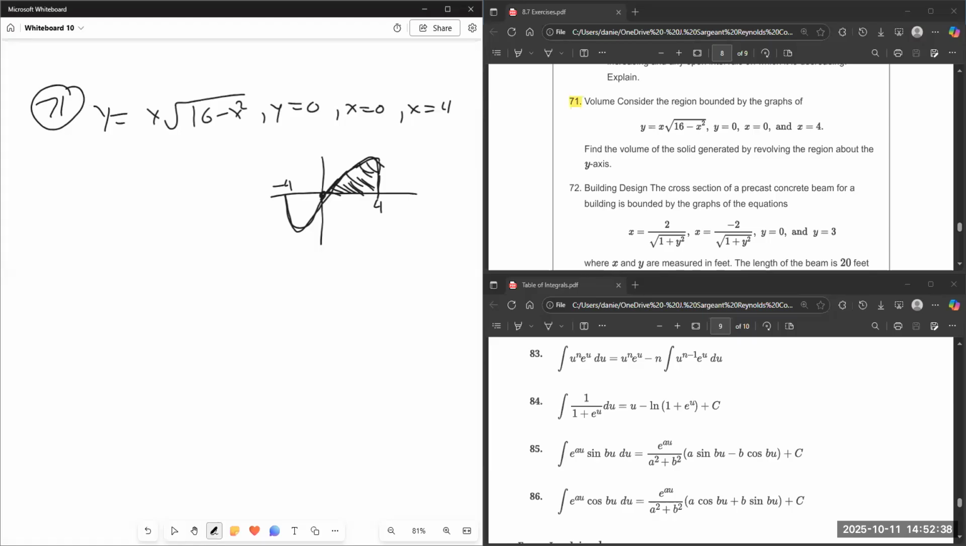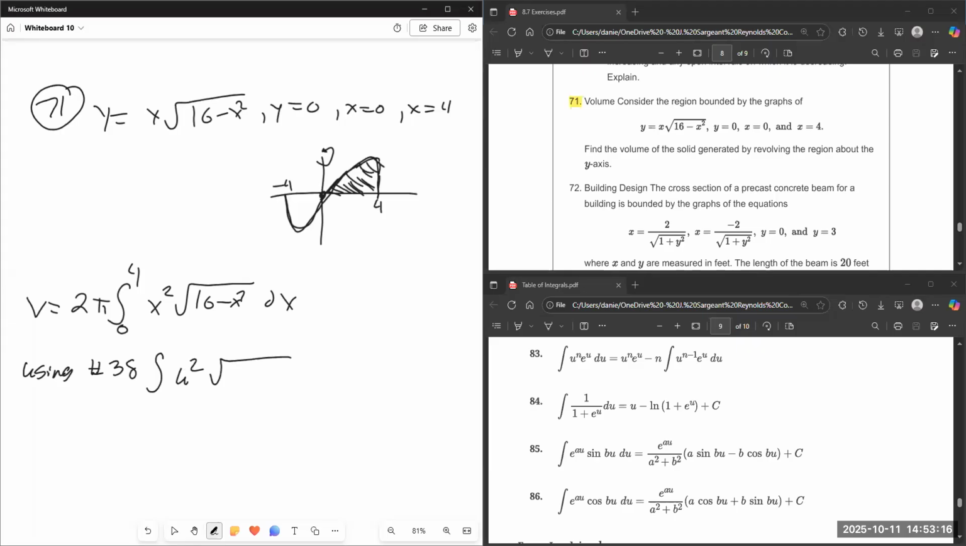And I want to revolve around the y-axis, so I think the shell method is best for me here. So V is going to be 2 pi integral from 0 to 4 of, and then there will be a multiplier of x times this height, so that will be x square root of 16 minus x squared dx. And then I'm going to look for an appropriate formula. I'm going to be using number 38, which says integral of u square root of a squared minus u squared du.